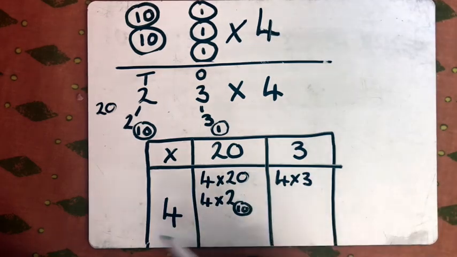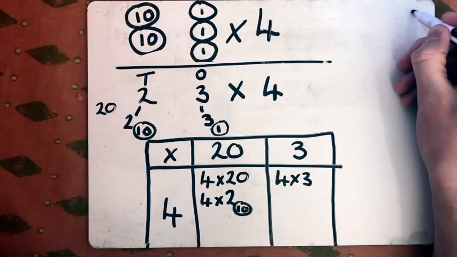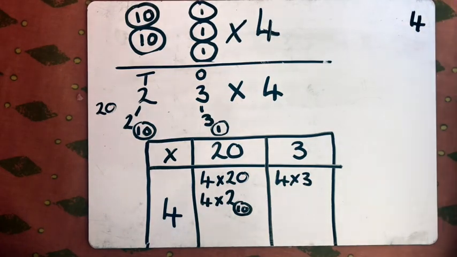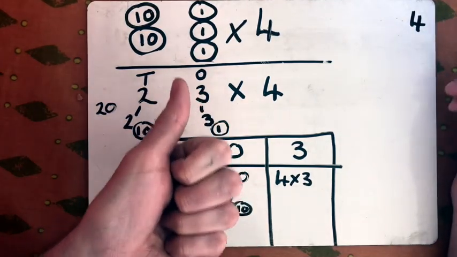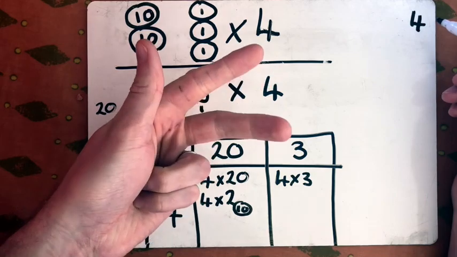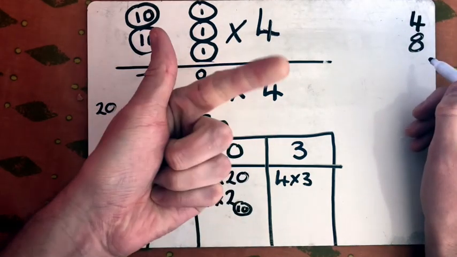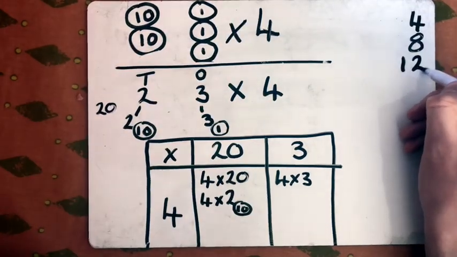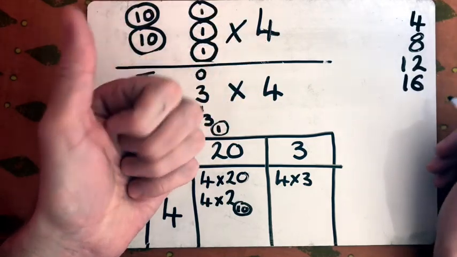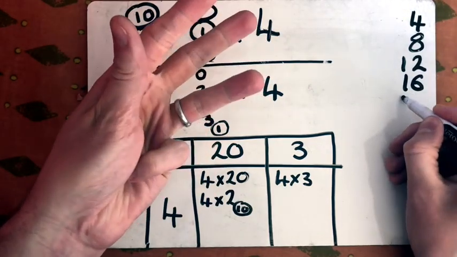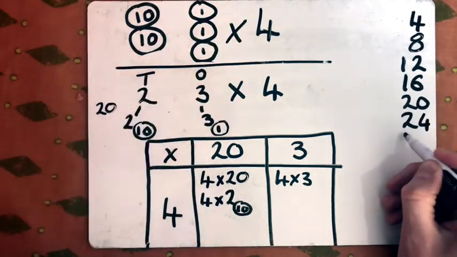Now, just to help me, I know it's going to be to do with 4s. So down my side here, my table ladder, I'm going to write down my 4 times table. 4, and I'm not sure of the next one, so on my fingers I'm simply going to count 4, 5, 6, 7, 8. 8. Okay. 8, 9, 10, 11, 12. And I'm going to keep going. 12, 13, 14, 15, 16, 17, 18, 19, 20, 21, 22, 23, 24.